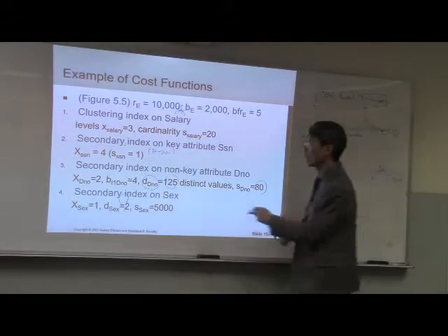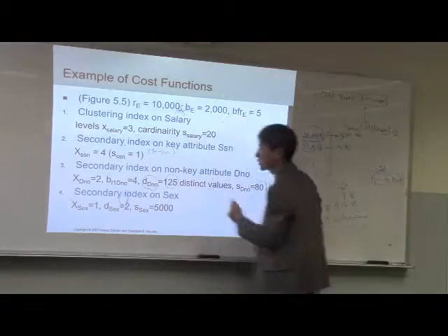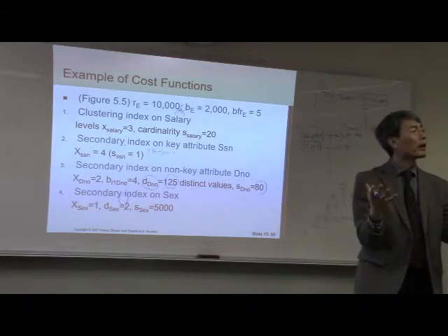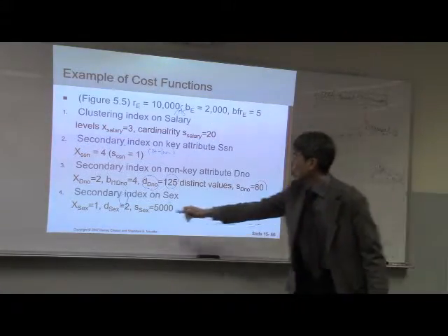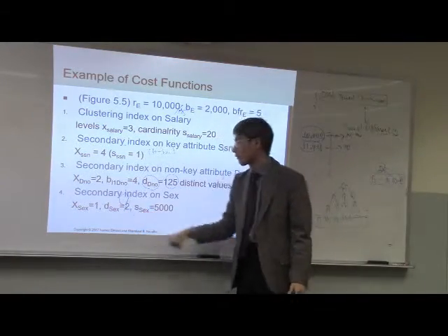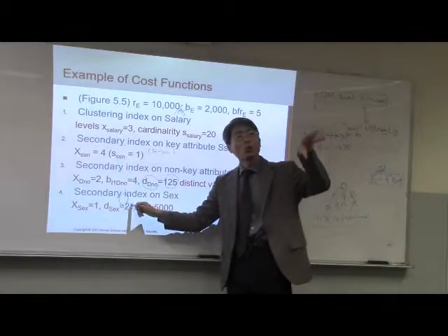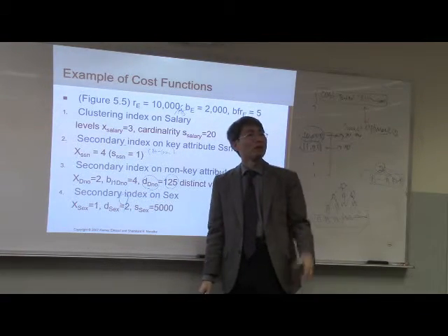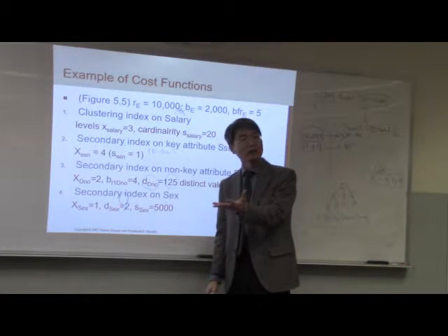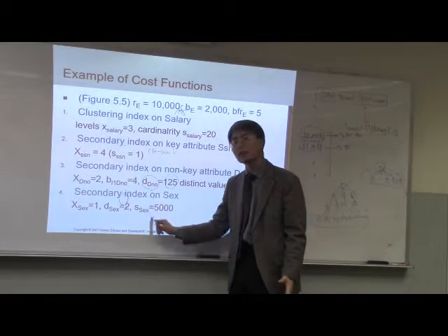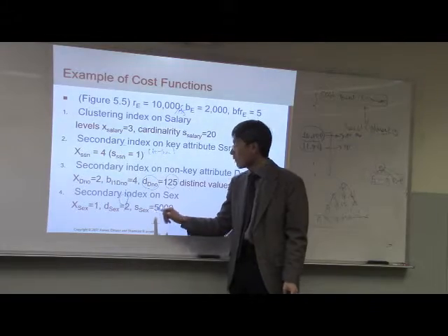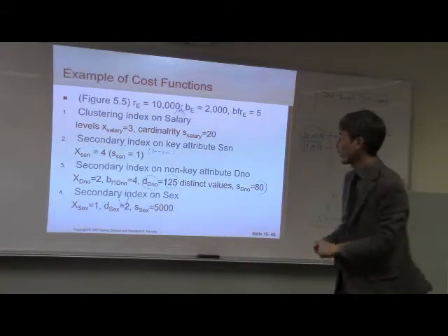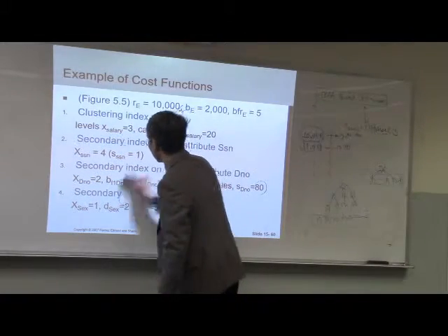And there is another secondary index on sex. How many different values of sex? Male and female. So 2 different values, 2 distinct values. And when you select one of the values, like female, how many female? 5,000. And how many male? 5,000. Selectivity is 5,000. The level is very simple. It's 1 level. Okay, it doesn't need any internal level.